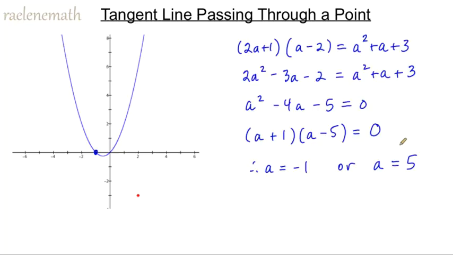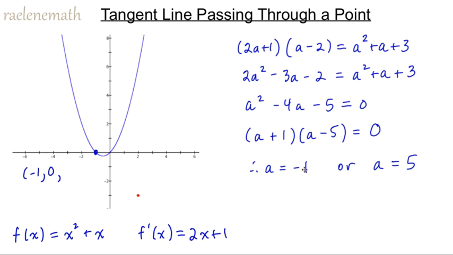Now since I have a quadratic equation for a, I get two solutions, and the two solutions, one occurs when x is negative 1, and the y-coordinate we saw was 0. We can work that out using the f of x function, x squared plus x. And we can also get the tangent slope by using the derivative, f prime of x, which is 2x plus 1. My x-coordinate is negative 1, and so when I substitute that in here, I get negative 2 plus 1, which is negative 1.